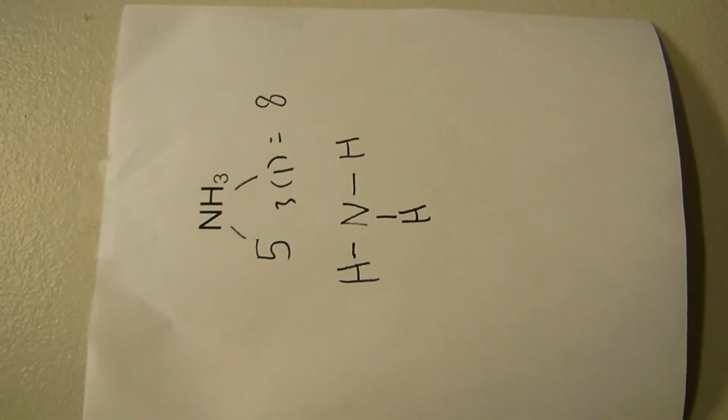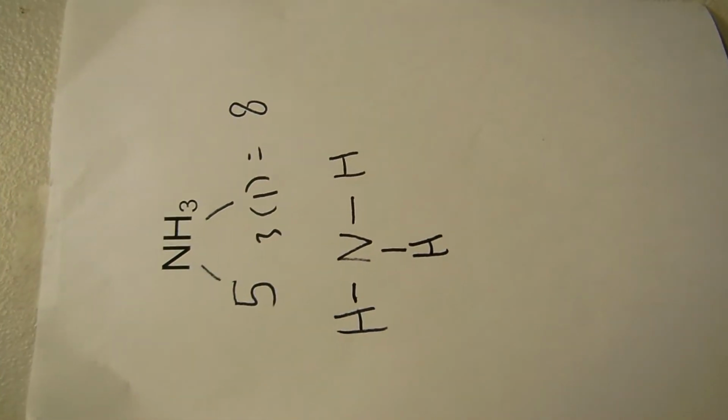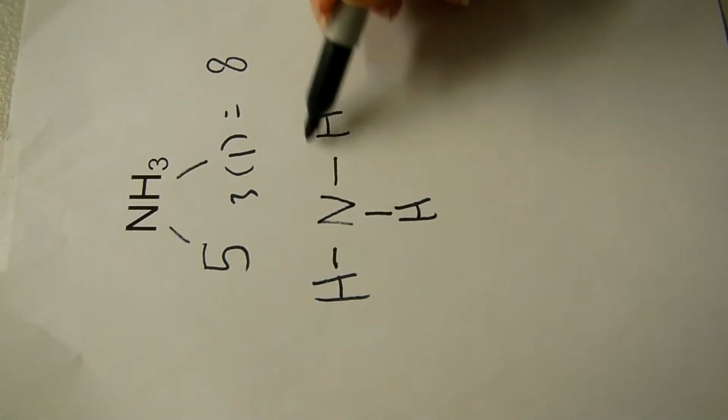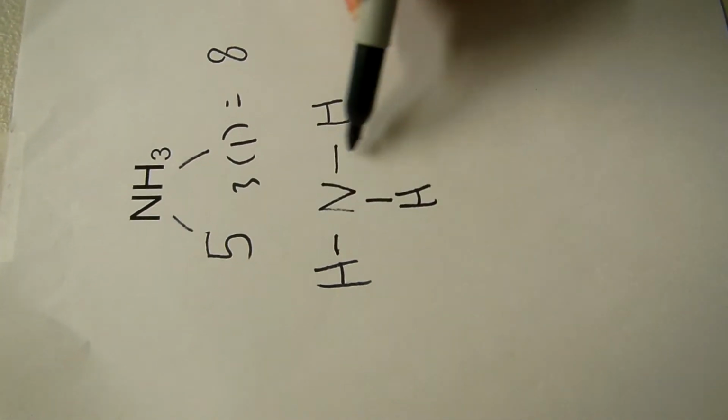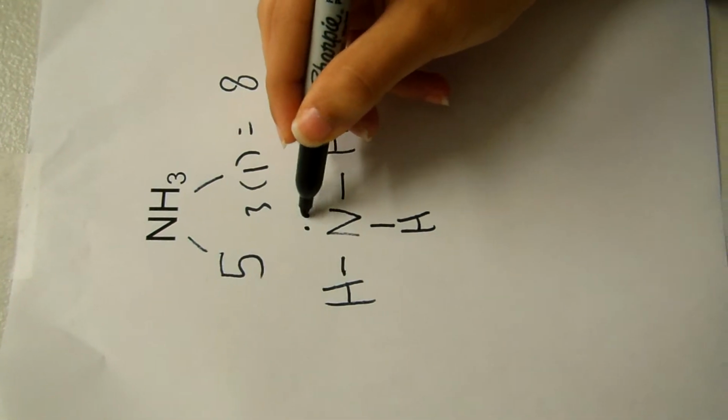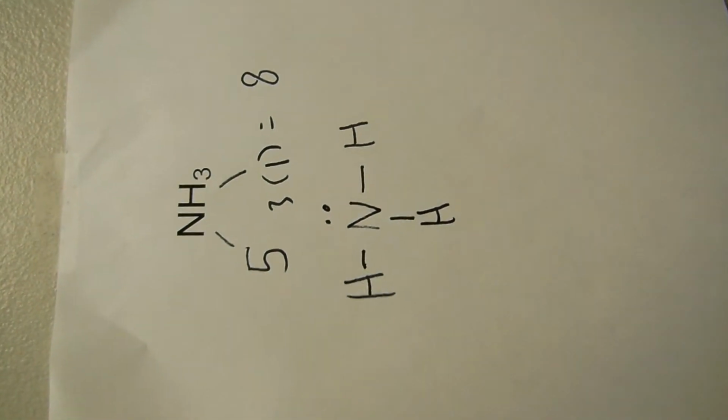Now we just use the rest of the electrons to fill in the octet. Since hydrogen only has space for 2, it has a full octet. So we use 6, but nitrogen does not have a full octet, so we'll use the last 2 electrons to make a lone pair so that nitrogen has a full octet.